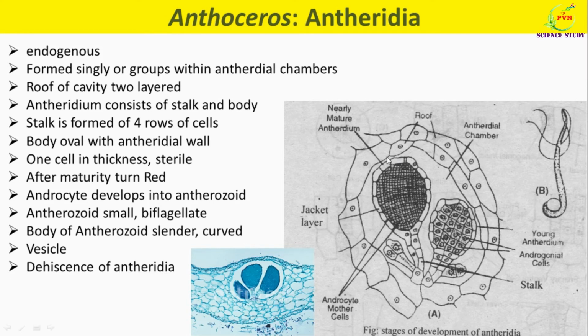After maturity, the antheridia dehisce. The roof of the antheridial chamber bursts irregularly, exposing the antheridia, which are now present in a cup-like depression or antheridial crater. The jacket cells in presence of water separate towards the apex. This results in formation of an aperture through which the antherozoids are liberated. So this is all about the structure of antheridia.